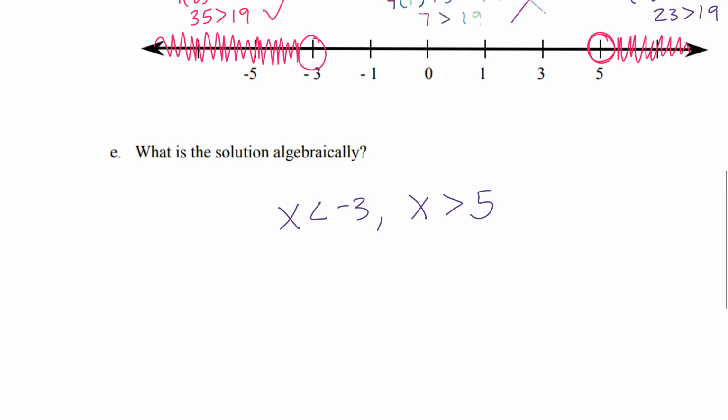Did I just confuse the heck out of anybody? Okay, great. So go ahead and do the back.